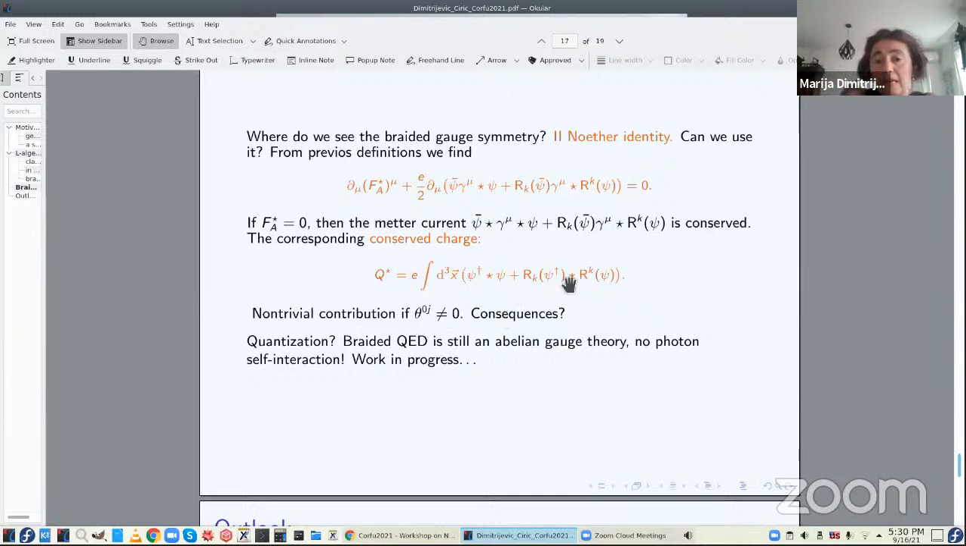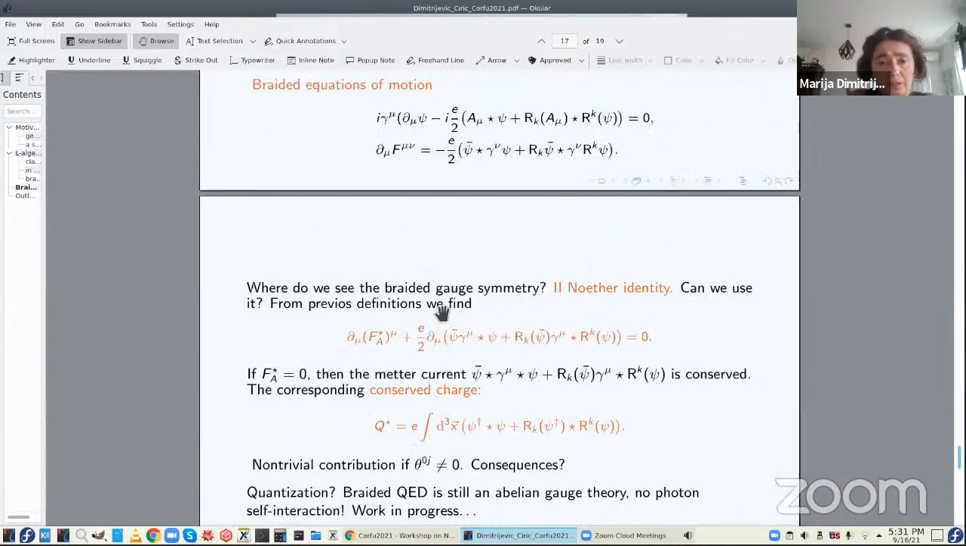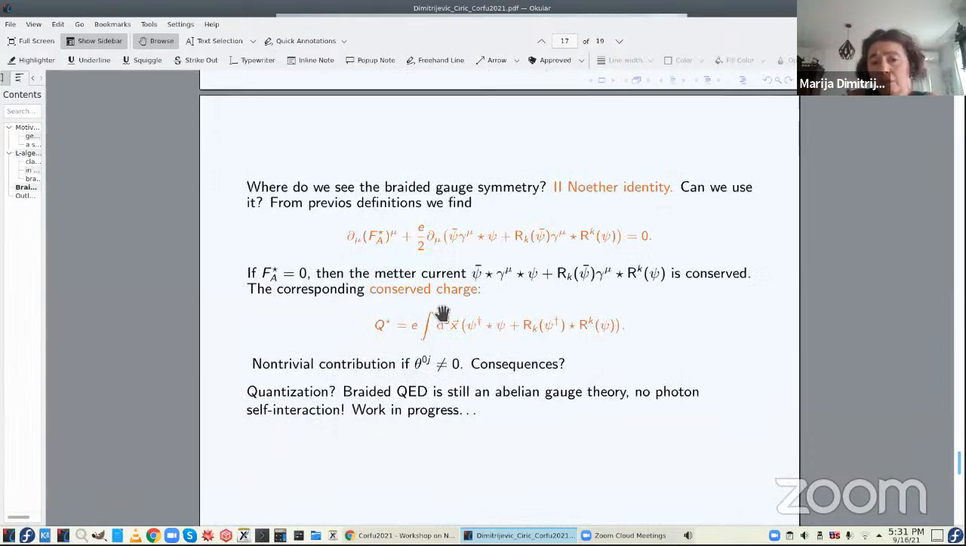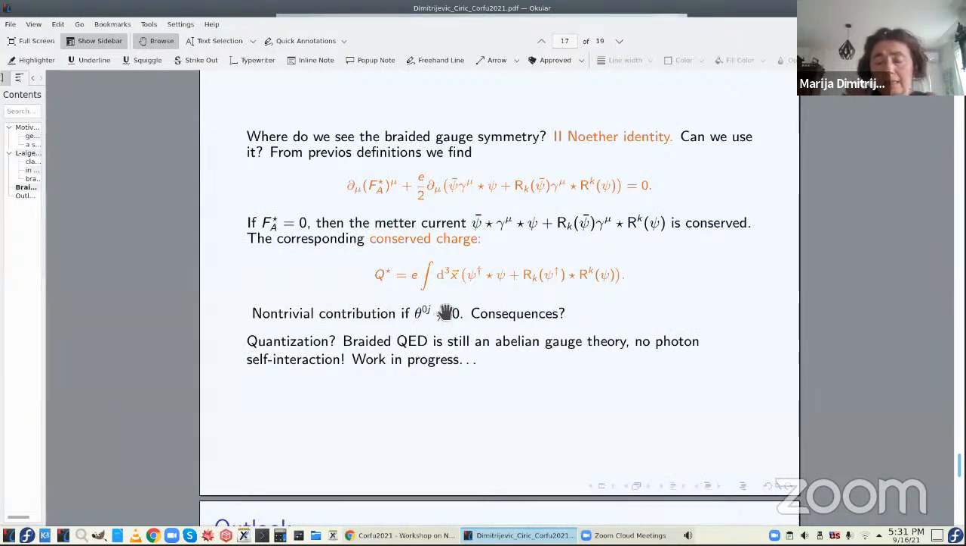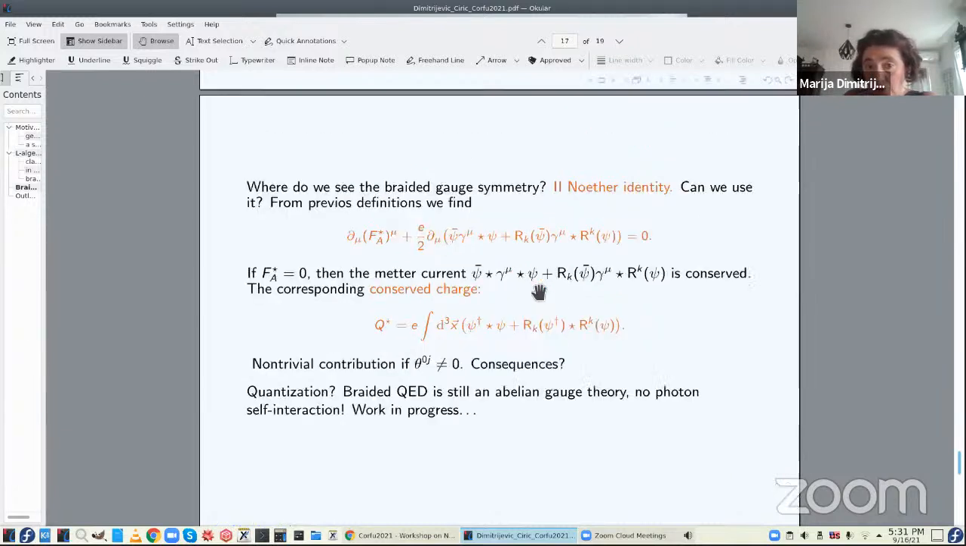In principle, since we are working with the Moyal twist, which I did not say in the beginning, but just for simplicity, let's assume that the twist is Moyal. Then if there is this theta 0j, meaning that we have space-time non-commutativity, then this conserved charge is not trivial, meaning that the star products do not disappear under this integral, and there might be some interesting consequences there.